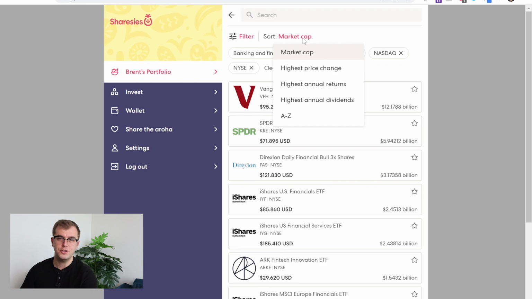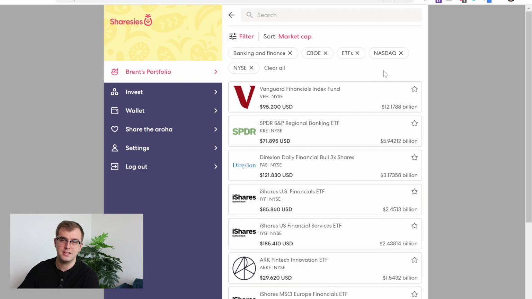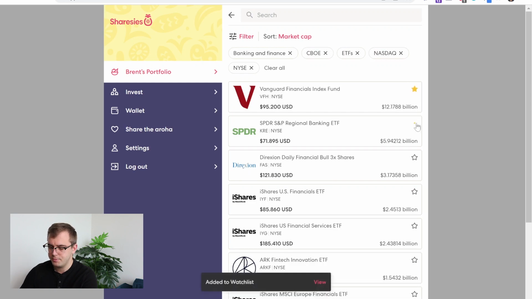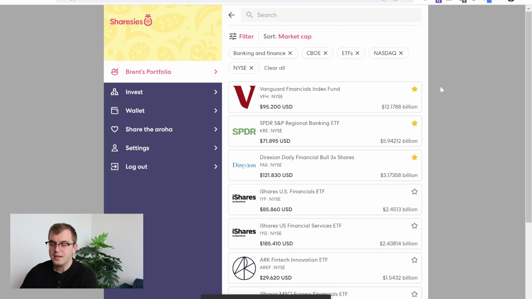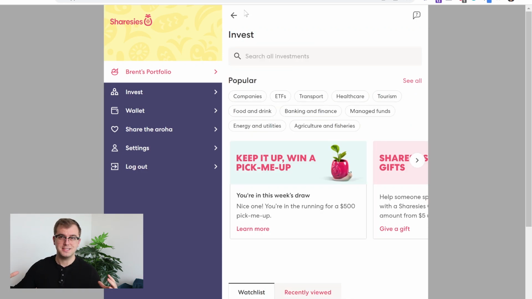If we use sort, we can use different attributes for these investments. For example, we can look at the highest price change, the highest annual returns, or the highest dividends. However, market cap is a good guide of what are the biggest ones that are likely to have a lot of liquidity. Now, if we're not ready to invest right at this moment, we can also set up a watch list, which is where we can select our favorites by clicking on the star there. This means that it's added to our watch list. We'll come to that shortly. So that's a great way for us to screen the market.